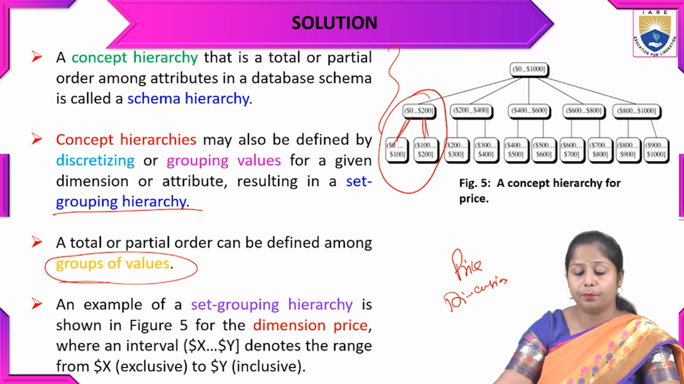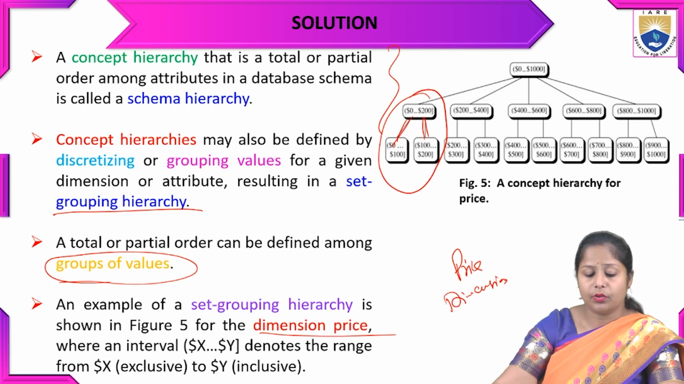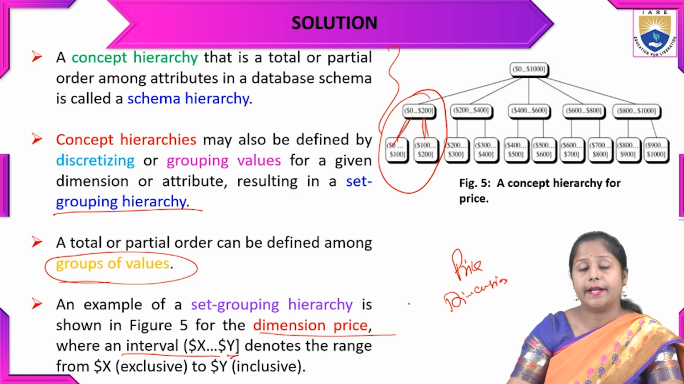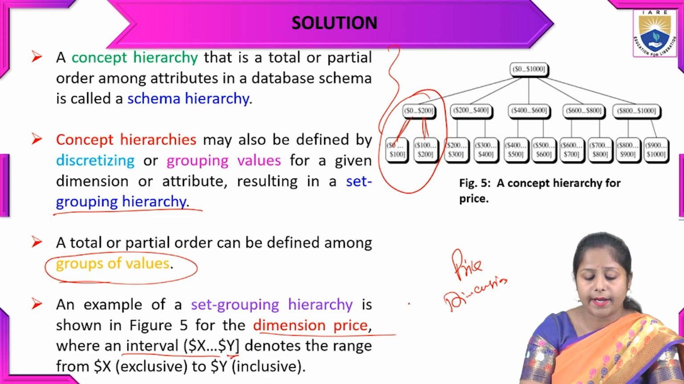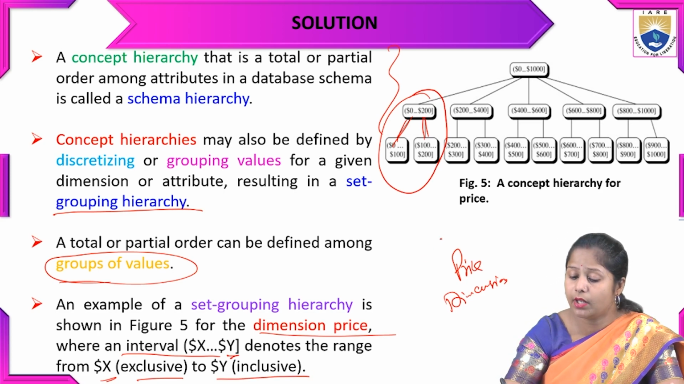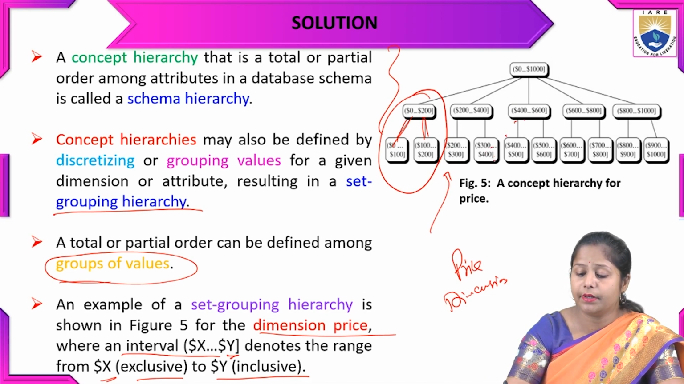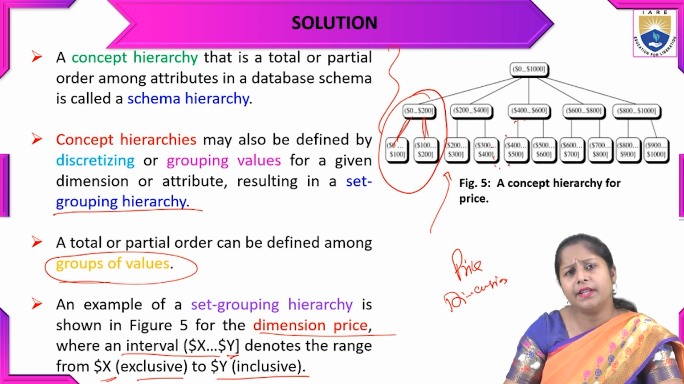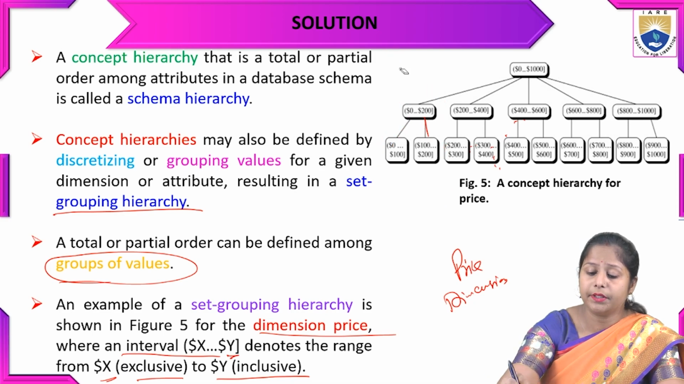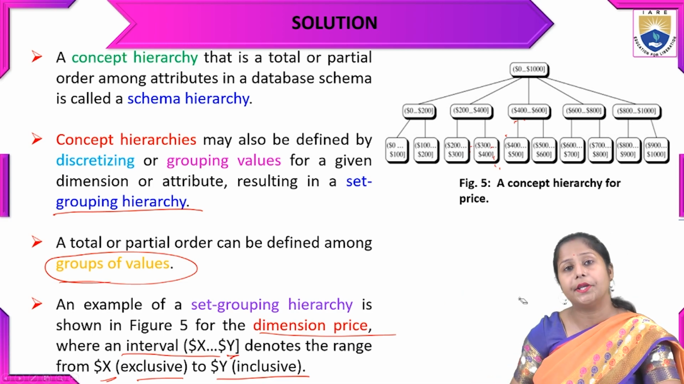In the set group hierarchy shown in this figure for the dimension price, the interval $x to $y denotes the range where $x is exclusive and $y is inclusive. All the related facts and measures have been represented here, but some of the labels in between we cannot show in this slide, so that is dotted here. Like this, the set grouping hierarchy will look like this on the right hand side, the concept hierarchy for the time.